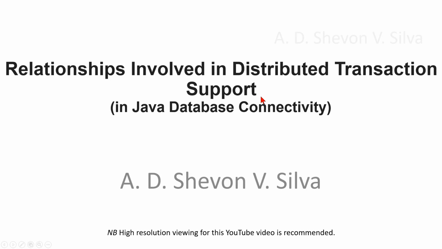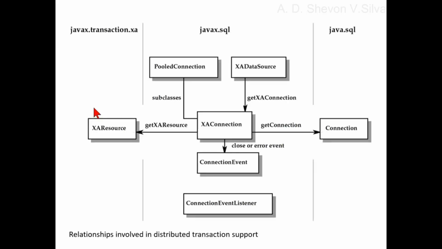Relationships involved in distributed transaction support in Java database connectivity. Here you can see relationships involved in distributed transaction support.